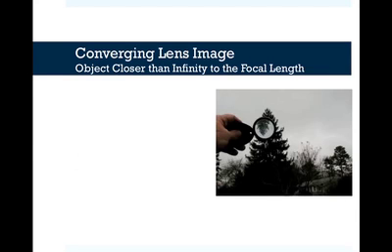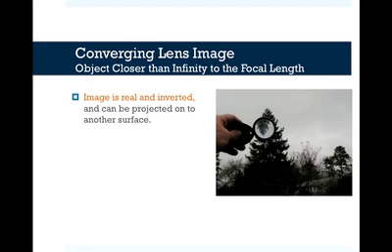If you have an object that's slightly closer than infinite, you can see an inverted image. So if you think about what you see looking through a magnifying glass at something really far away, well, that image gets inverted, and so you get something that looks a little bit like this.